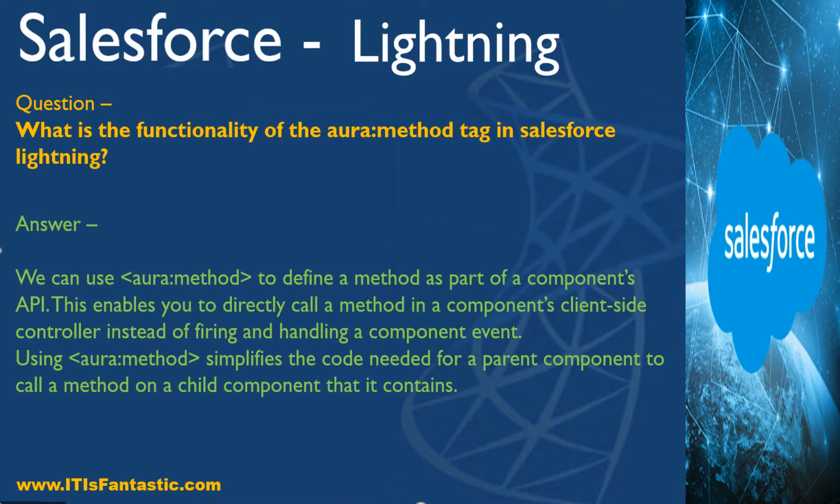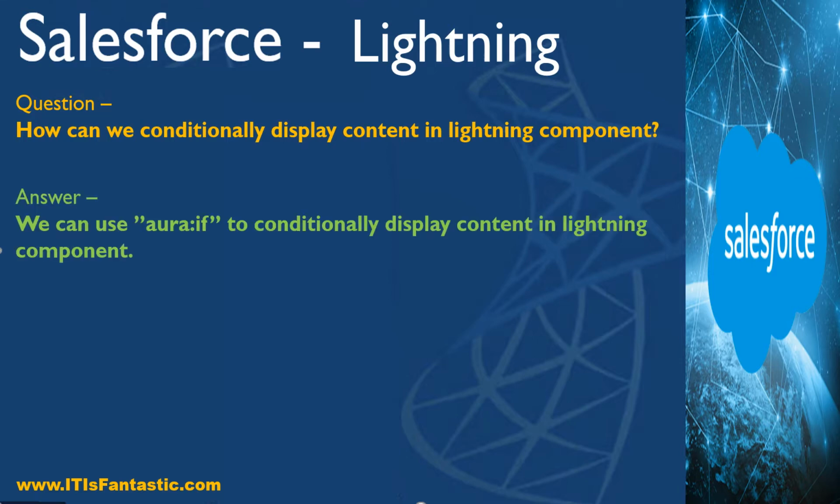What is the functionality of the aura:method tag in Salesforce Lightning? We can use the aura:method to define a method as part of a component's API. This enables us to directly call a method in a component's client-side controller instead of firing and handling a component event. How can we conditionally display content in a Lightning component? We can use aura:if to conditionally display content in a Lightning component.